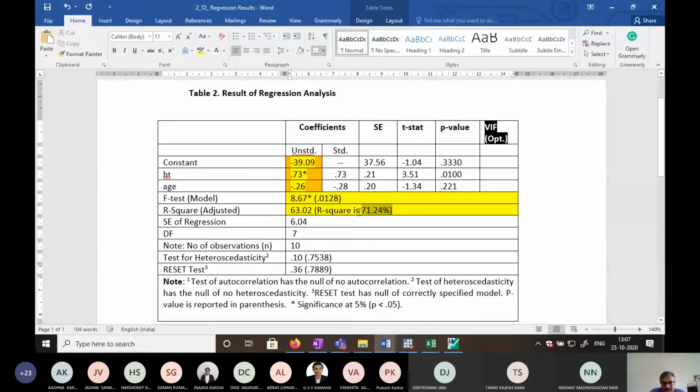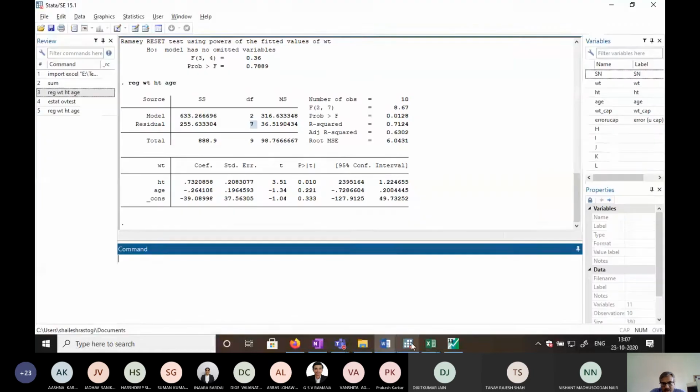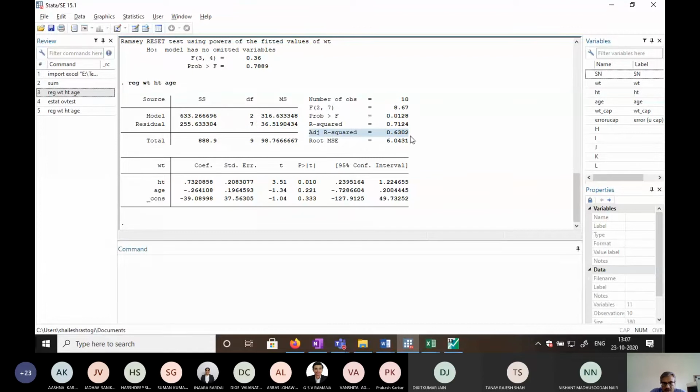R square right now is 71.24, and this adjusted is 63.002. What you are finding is 63.02% adjusted r square. After all, this is also taking some input from age, though it is insignificant. So for the betterment of the prediction, I'll say you keep it, no problem. But for conceptual clarity between height and age, which is having the meaningful impact on the weight, you will say it is not the age, rather it is the height. I hope I have answered your question.